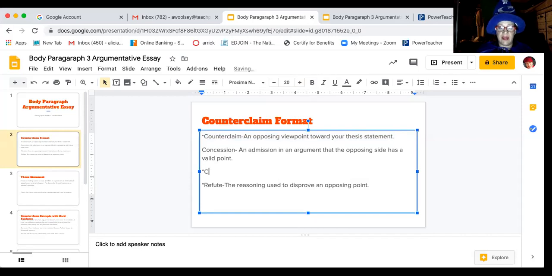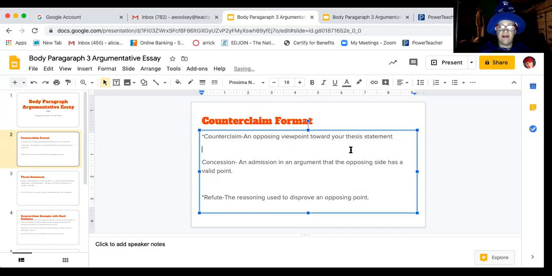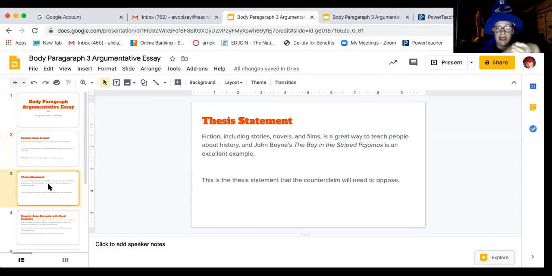The next thing is going to be a concession. This is where you say, okay, the opposing side has something to say. What they're saying is not wrong, but, and that's where the refute comes in, but it doesn't matter to what I'm talking about, and that's kind of the whole point. The refute is the but. Yeah, you have a valid point, but it doesn't matter to my thesis statement, and that's basically what you are doing here. So now let's continue.